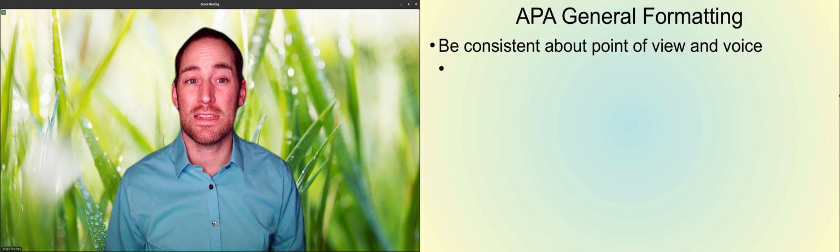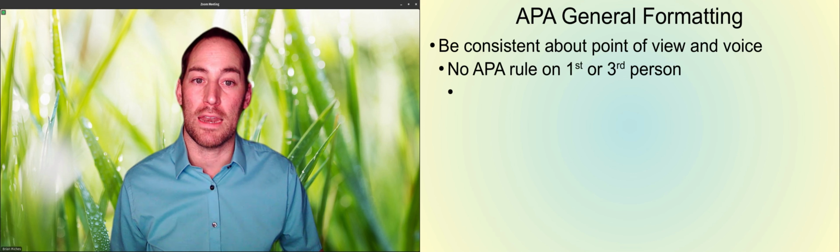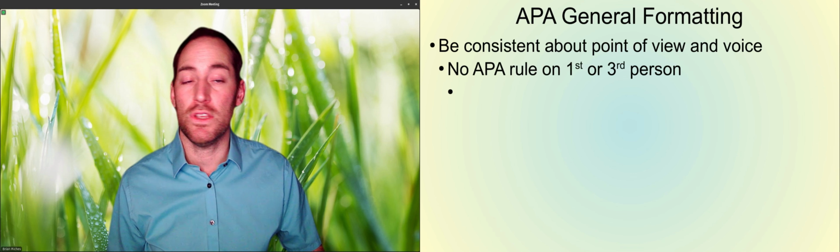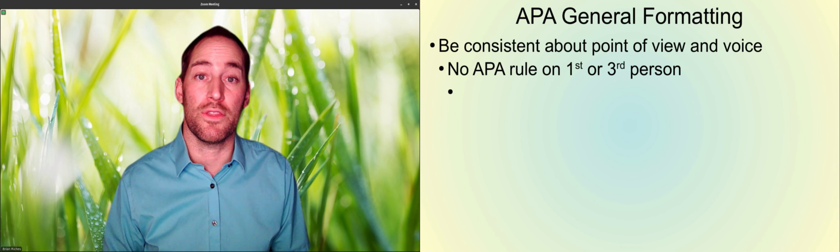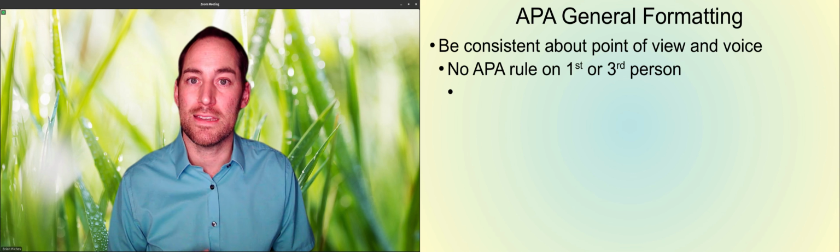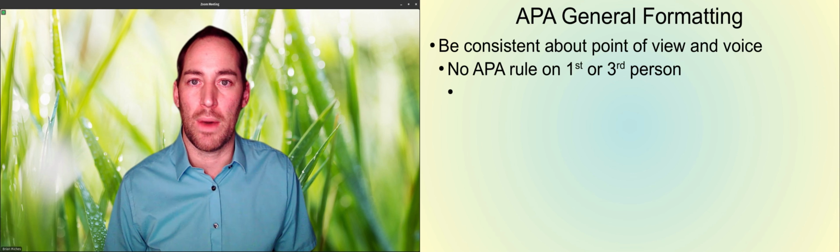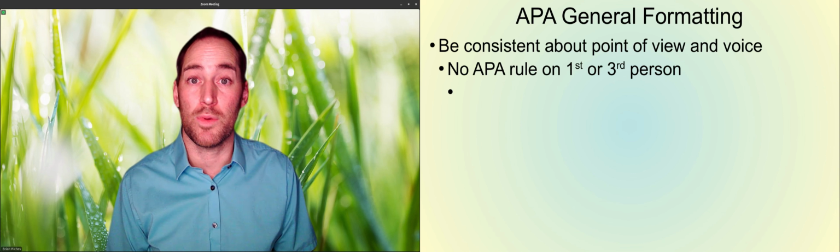Other things, be consistent about your point of view and your voice. What I mean by that is you can use first person, you could use third person. There's no rule for first or third person in APA at this point. In the past there has been, but right now you can write in first person, you can write in third person. Just be consistent about it throughout your paper. For my classes, unless I've told you otherwise in class or in an email, I don't mind if it's first or third person. Some things I'm writing, I tend to write in first person. Some things I tend to write in third person.